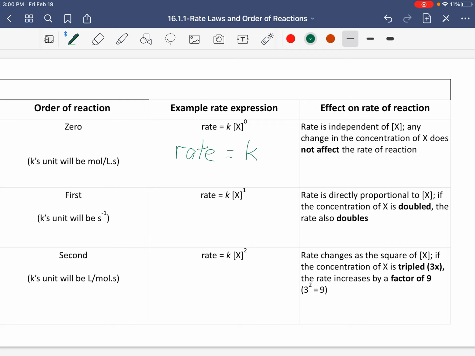Now, you can also write it like this. Of course, it doesn't have to be just X. If this reaction has 2 reactants, both to the power of 1, this is also known as a second order. All right, so this is still a second order. Same with this. If you have a rate expression where you have 2 reactants, and Y is 0 order but X is first order, the overall is still first order. So something to keep in mind.